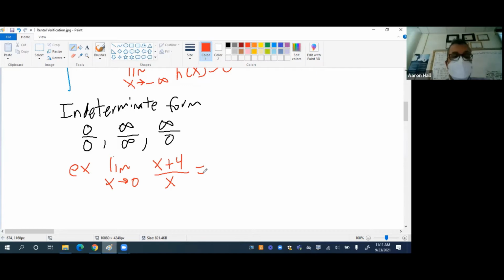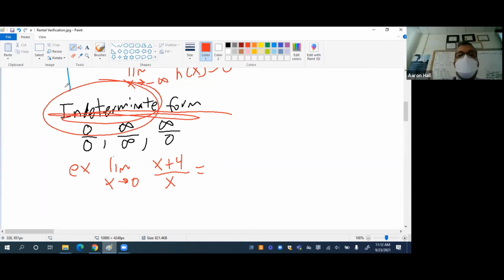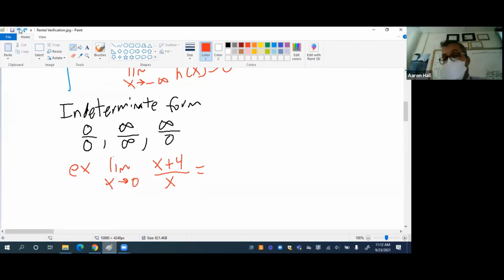Oh, that does not exist. Why? Because you would have 4 on top and 0 on bottom. It's not indeterminate, right? That's not an indeterminate form. If I substitute, I'm going to get 4 over 0, which is not an indeterminate form, which means what is happening when x equals 0?